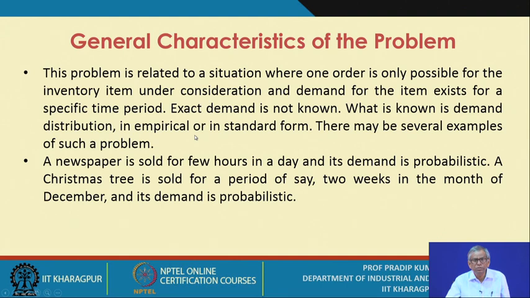Okay, empirical means a table form is given. Essentially the possible demand levels and corresponding probabilities. Is it okay? So these values are given. So these are referred to as the empirical form, whereas it could be in a standard form, like the demand may be Poisson, or the demand may be normal, etc. There may be several examples of such problems you come across, so that you need to find out.